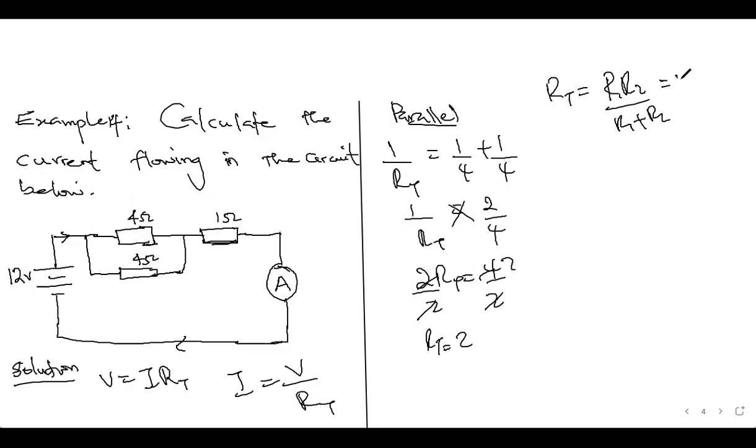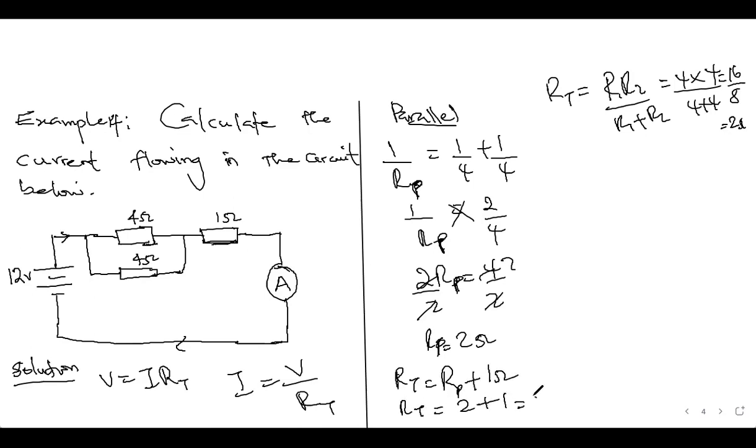Product of the resistors 4 times 4 over sum 4 plus 4. So that's 16 over 8. So that will give you 2. You see that we got the same thing. So 2 ohms. So that will be in series with this. So RT is RP, let me call it RP, the parallel one, so as not to confuse you. So RT will be RP plus the 1 ohm. So RT will be 2 plus 1, which is 3 ohms.